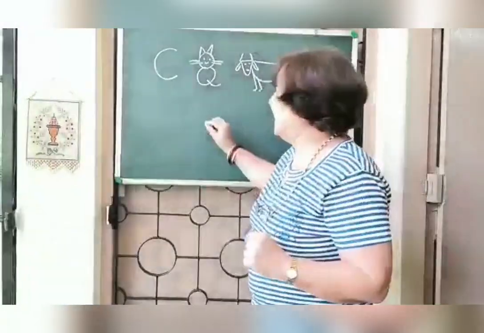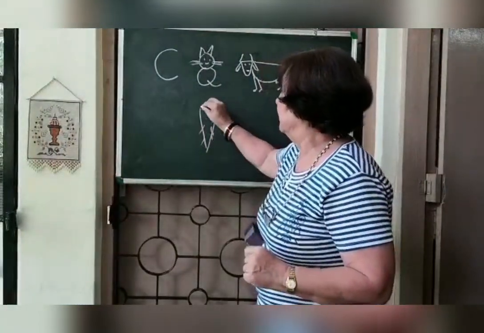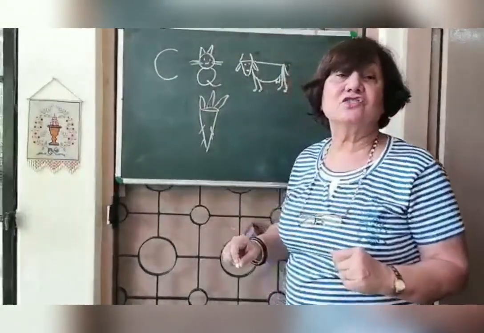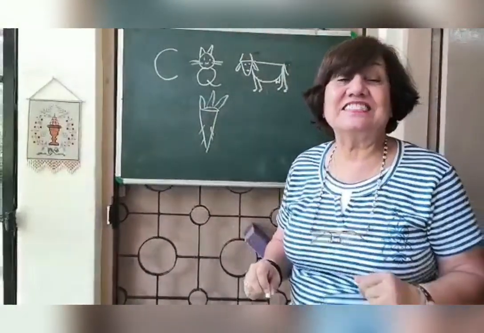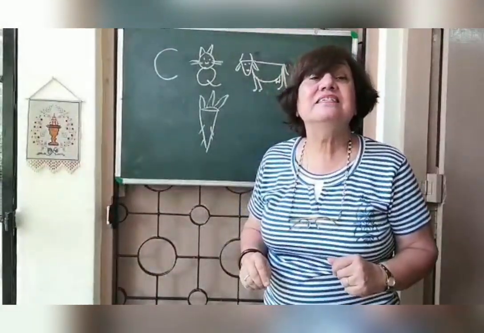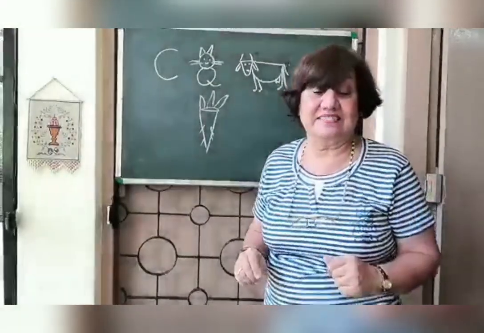There's a rabbit that likes to eat this vegetable. Can you tell me what vegetable it is? And it is orange in color. It is called a carrot. What for carrot? K. C says carrot. K. Carrot.